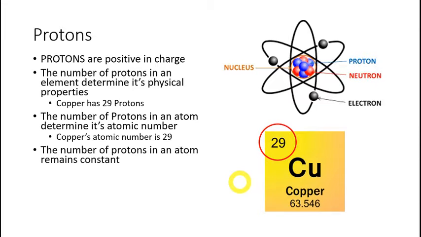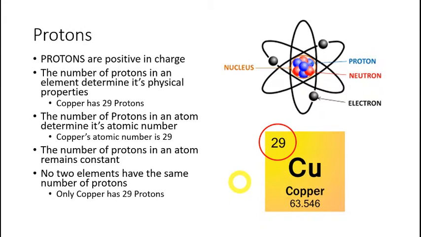And that number remains constant. So that's not going to change. Like I said, if we were able to change that from 29 to 28, we would literally be changing it from copper to some other element. We would have to look on the periodic table to see what element it would change to. But because it has 29 protons, it will be copper. And as long as it's copper, it's going to have 29 protons. No two elements have the same number of protons. I think I've covered that. So 29 protons means copper.